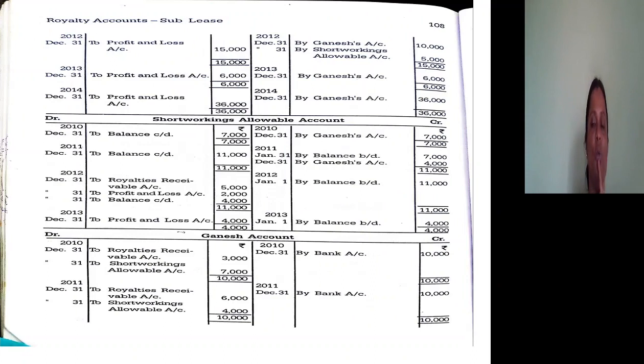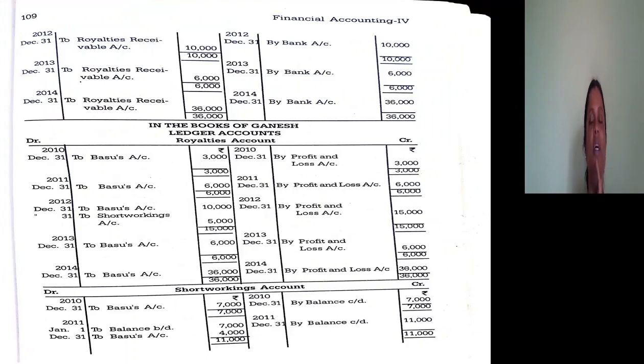Ganesh account debtor to royalty receivable account 36,000. Royalty receivable account debtor to profit and loss account 36,000 so that it gets closed. As far as Ganesh account is concerned, Ganesh account debtor to royalty receivable 36,000, and bank account debtor to Ganesh account 36,000, so that all the accounts get closed with regard to the last year. So this is how to prepare the books of accounts in the books of Basu in the capacity of lessor.